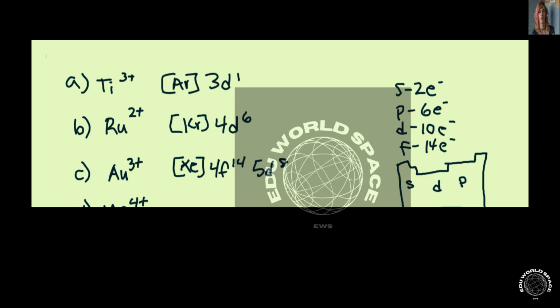The manganese, the noble gas before manganese is argon, so Ar in brackets. And then manganese 4+, we're going to be left with 3d3. Again, 2 of those electrons come out of the 4s orbital, and then 2 come out of the 3d orbital.